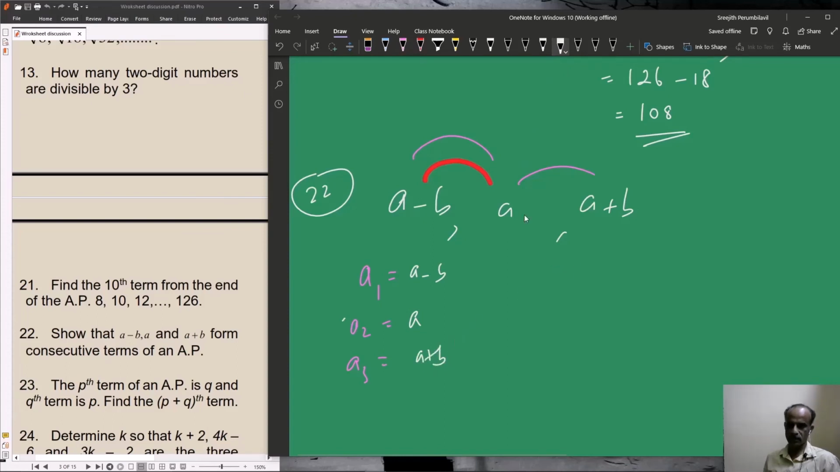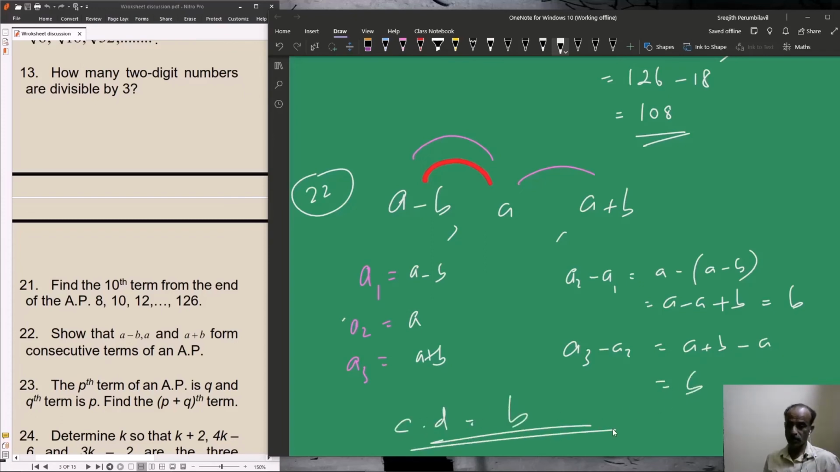If they are in AP, what about their common difference? A2 minus A1, that is A minus (A minus B), that is equal to B. What about A3 minus A2? That is A plus B minus A, that is also B. Therefore, the difference is coming to be common. Therefore, this is how we explain the question.